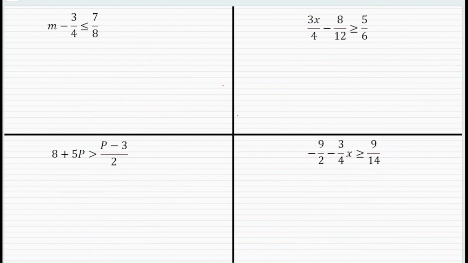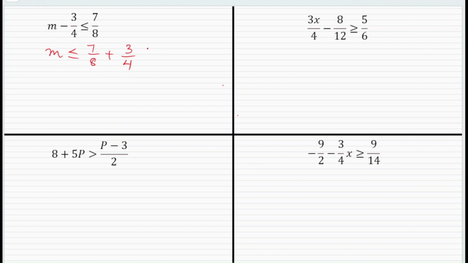Let's do the last set of inequalities, in which we have the coefficients or the constants as fractions. So now we have to take care of the fractions, and a little bit of fraction operations will be in use. In this first one, I have m minus 3 over 4 less than or equal to 7 over 8. This one is easy. It will be m less than or equal to 7 over 8. This minus 3 over 4, when shifted to that side, will become plus 3 over 4.